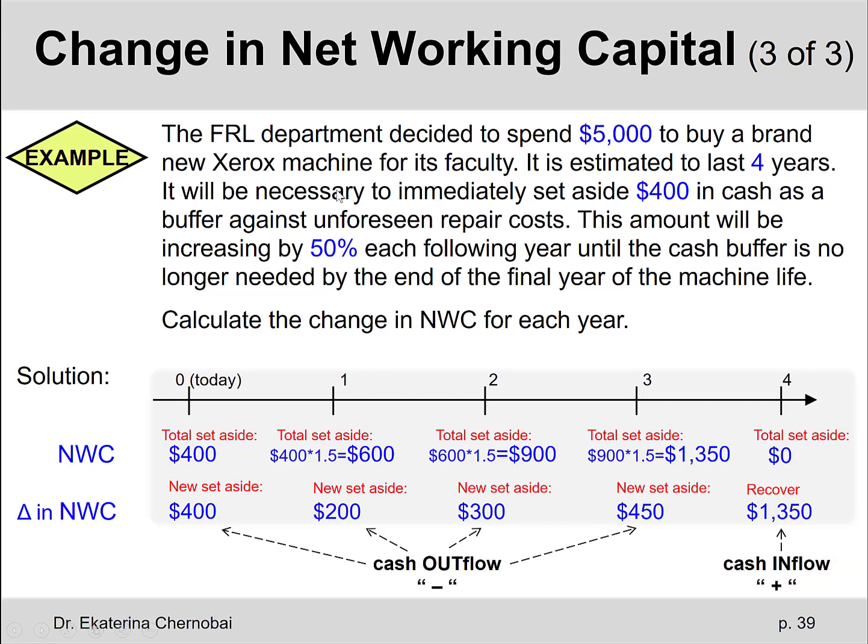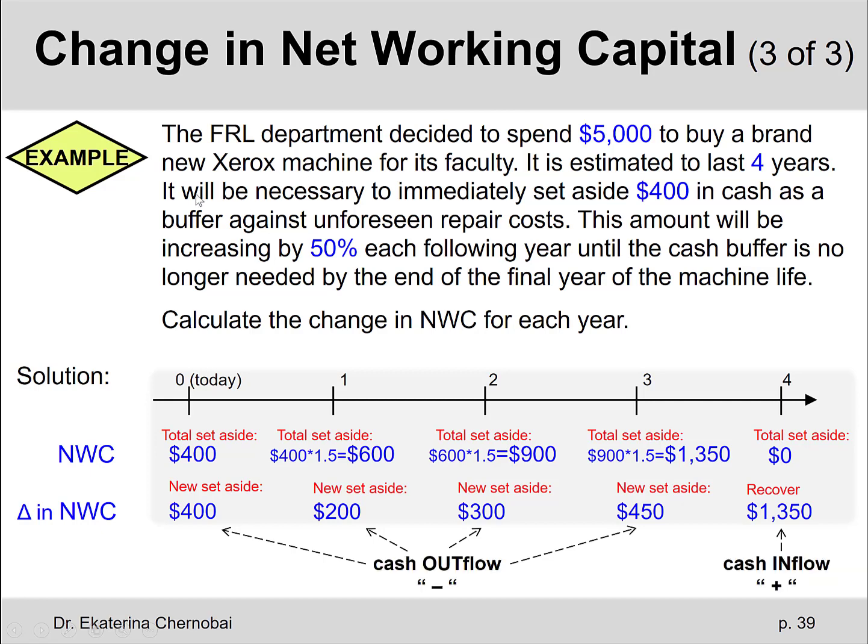Let's say the problem is worded a little bit differently. It will be necessary to immediately set aside $400 in cash, and the amount will be increasing by 50% each following year, period. So if you remove the rest of the sentence, if there is no mentioning of recovering the cash buffer at the end, what would it change? Actually, nothing. Everything would be the same. So you should always assume that the entire net working capital that was invested for any project would be recovered at the end, which means the total net working capital would be $0 at the end in the final year.